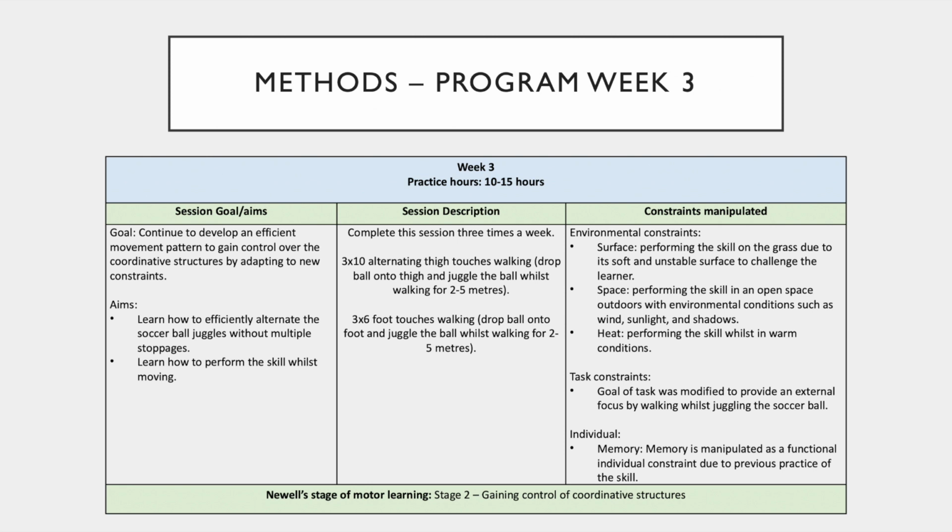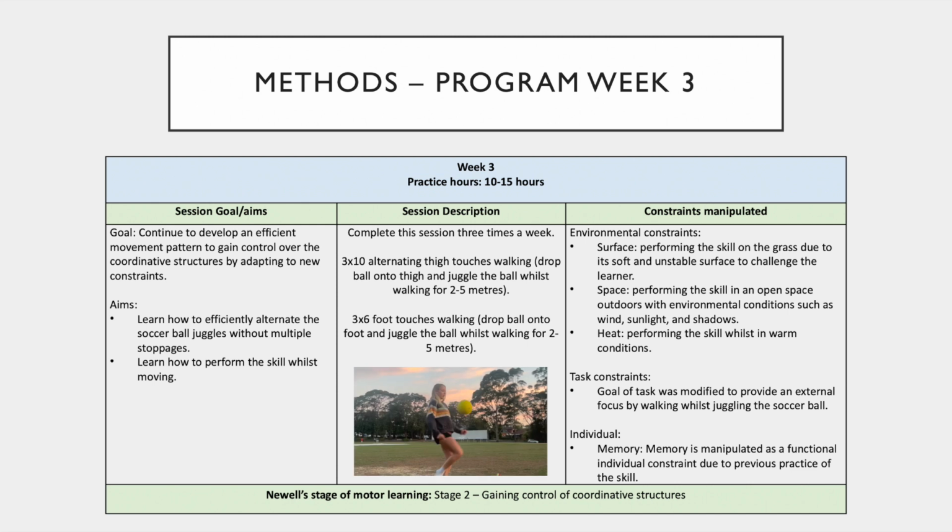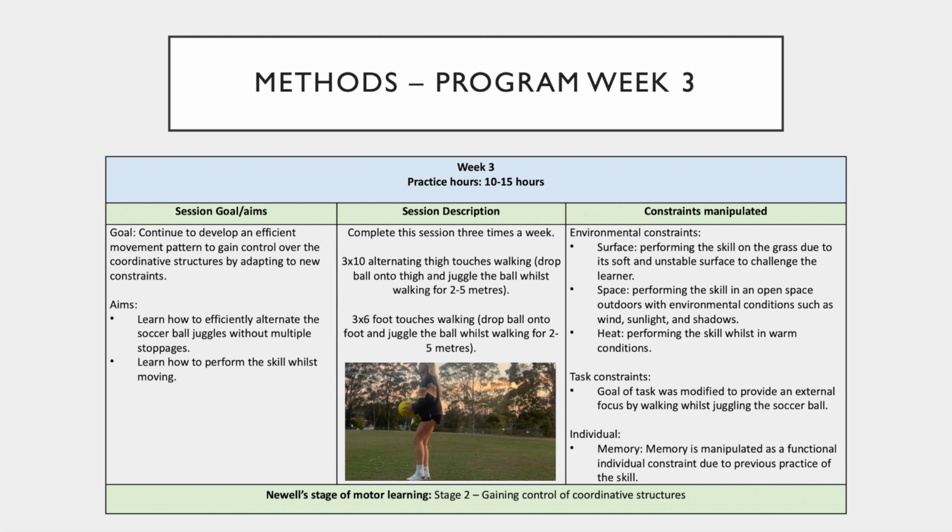This in turn will broaden the learner's perceptual motor landscape, as multiple degrees of freedom will be used to perform the skill at hand. During the third week, the learner had to complete 10 alternating thigh touches whilst walking for 2 to 5 meters, depending on the number of errors. Following this, the learner then completed 6 reps of alternating foot touches whilst walking for the same distance.